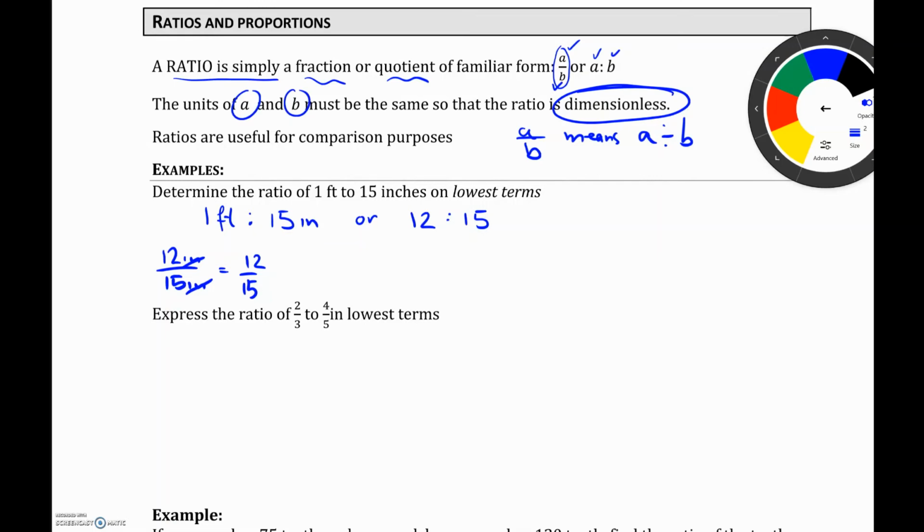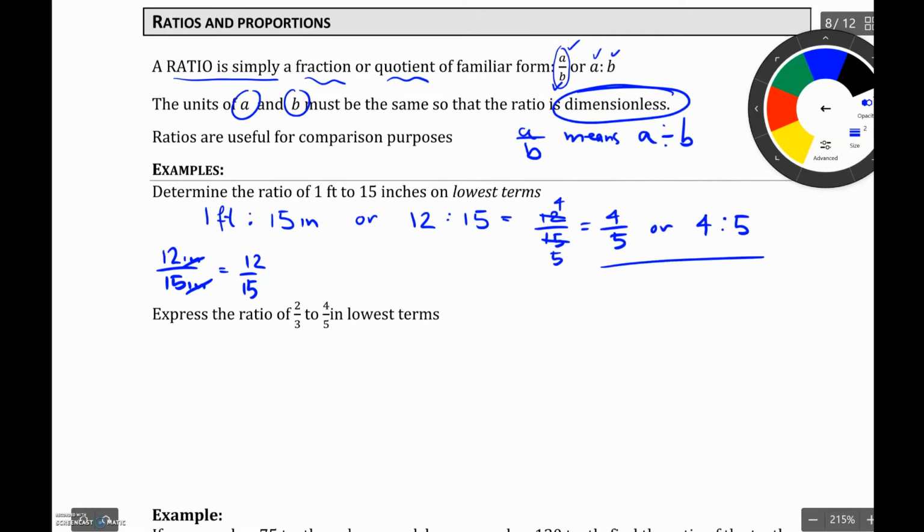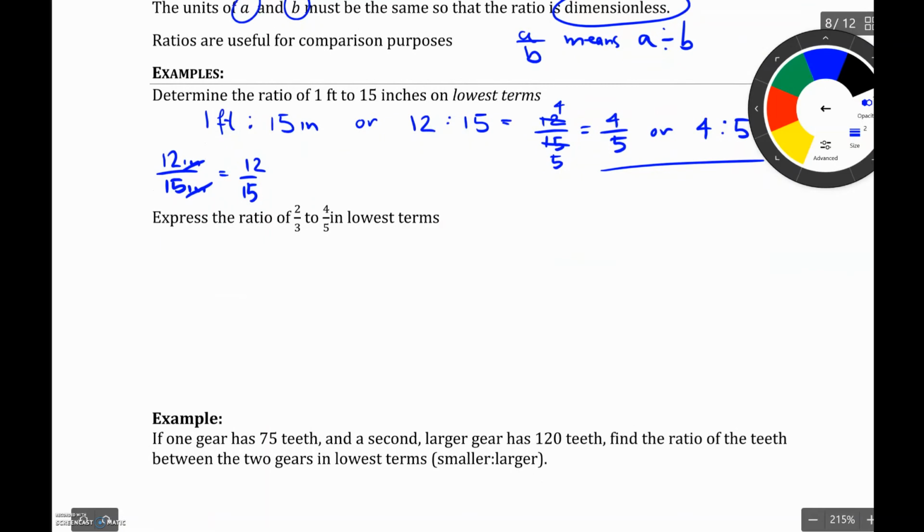So, as we said, 12 to 15 is the same as 12 over 15, which is a fraction. You put that in your calculator, or you could just do it manually. You notice that 3 can divide both, so 3 into 12 goes 4, 3 into 15 goes 5. So you get 4/5 or 4 to 5. That's the answer. Here's another one.